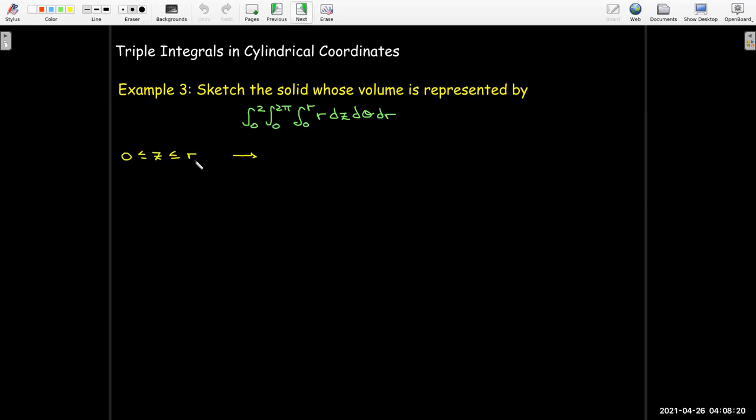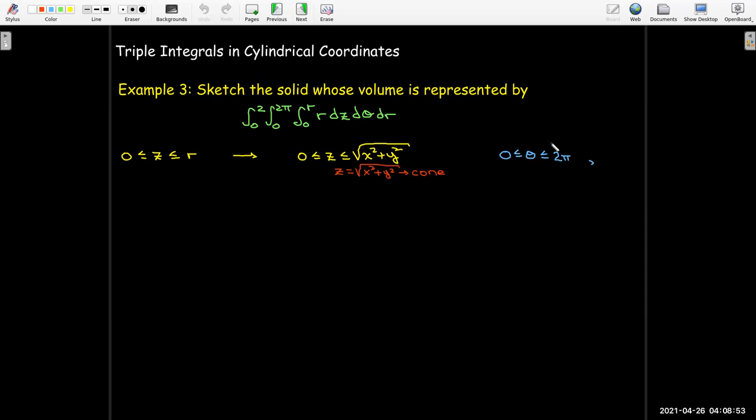So let's think about this. We're saying that z goes between 0 and r. We get that from the bounds on the integral there. Well, r is the square root of x squared plus y squared. And z equals the square root of x squared plus y squared. That's the equation of a cone. So z being less than that means I must be below that cone. This solid must be below that cone.